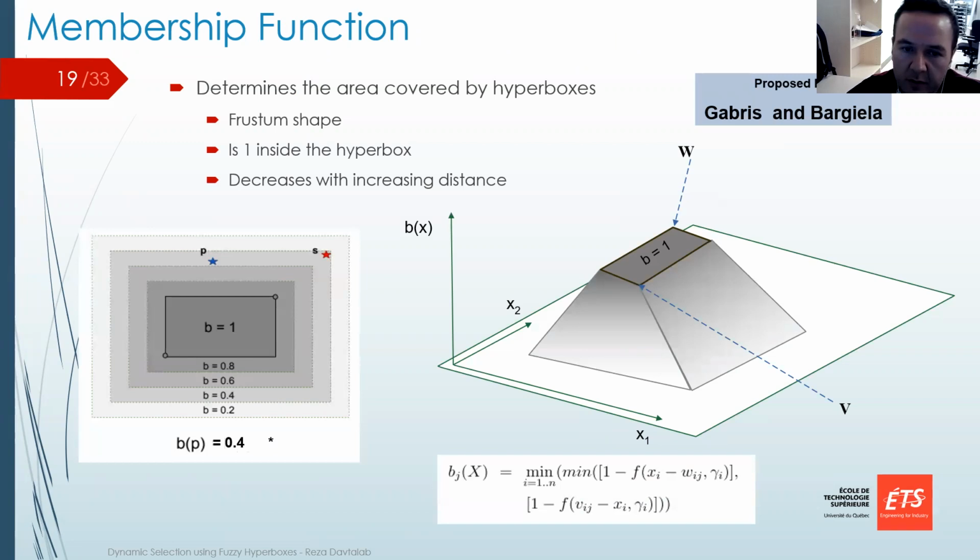As mentioned before, hyperboxes have a membership function which has a fuzzy effect around the hyperboxes. The membership value inside the hyperbox is 1, and it decreases as we move away from the hyperbox. Here you can see hyperboxes with Gabriel's membership function from 2 different perspectives. It's the same thing.